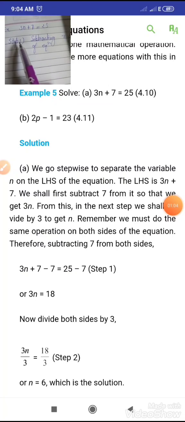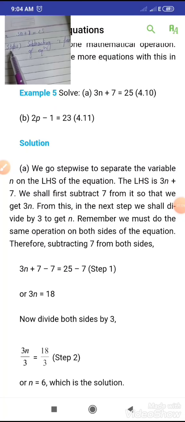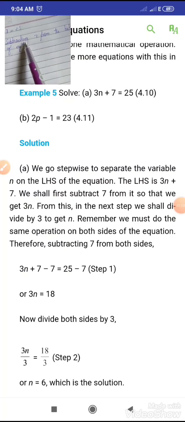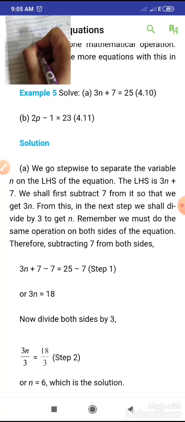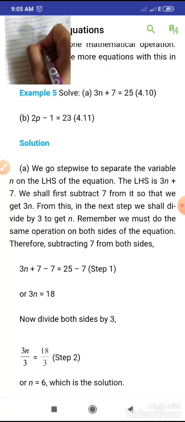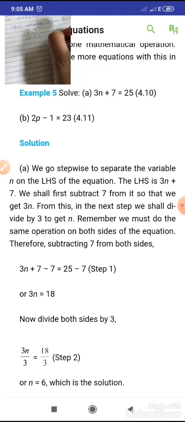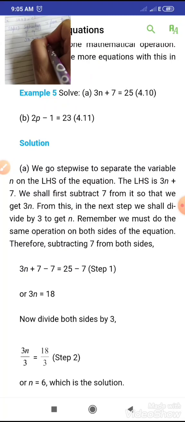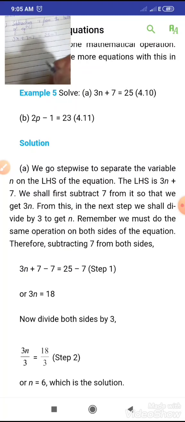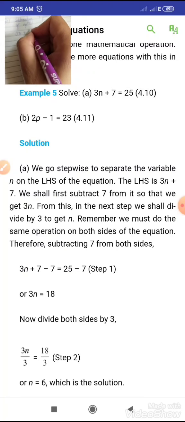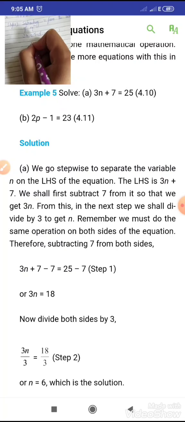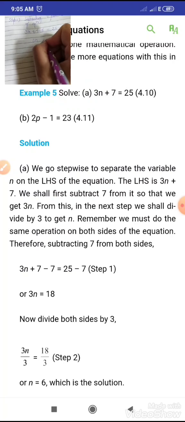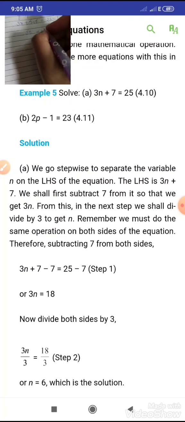So students, first we write steps, and our step is subtracting 7 from both sides of the equation, and in the next line we write 3n plus 7 is equal to 25 and we subtract 7 from both sides of this equation. Plus 7 and minus 7 will cancel out and we have 3n on the left hand side and on the right hand side we have 18.